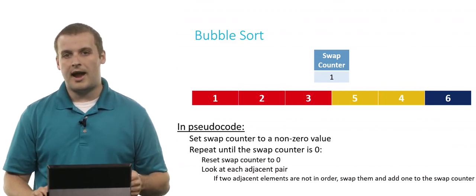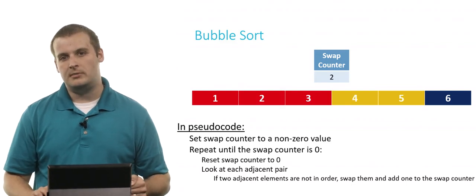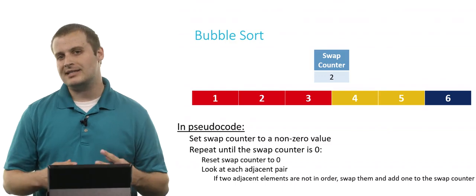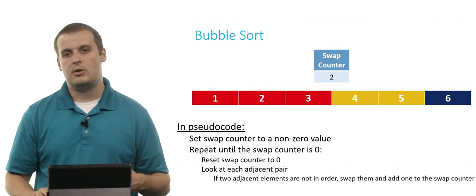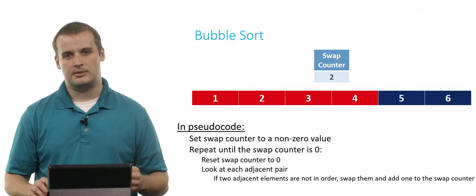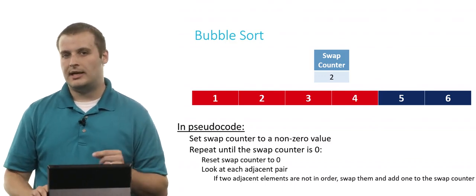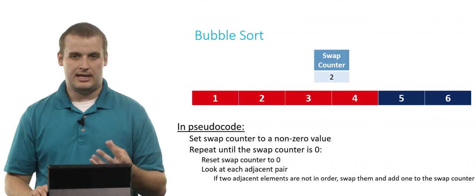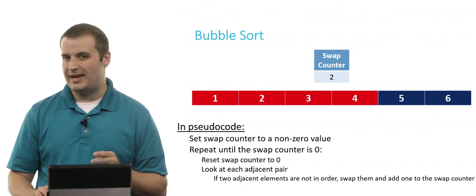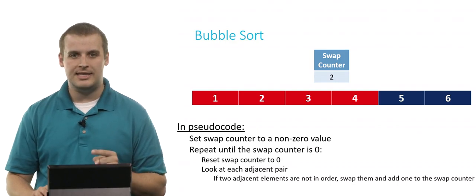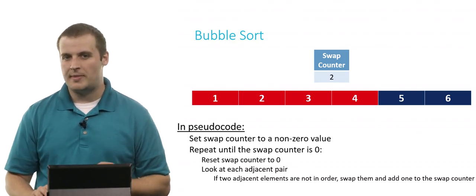5 and 4, they are out of order, and so we need to swap them and add 1 to the swap counter. And now we've moved 5, the next largest element, to the end of the unsorted portion. So we can now call that part of the sorted portion. Now, you're looking at the screen and probably can tell, as can I, that the array is sorted right now. But we can't prove that yet. We don't have a guarantee that it's sorted. But this is where the swap counter is going to come into play.